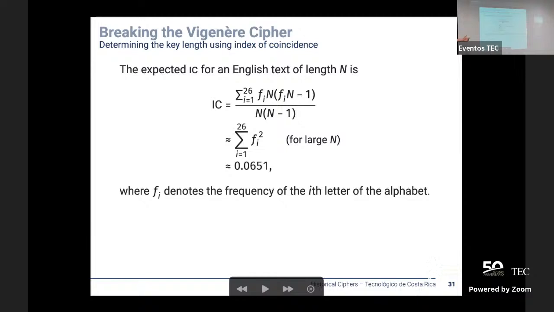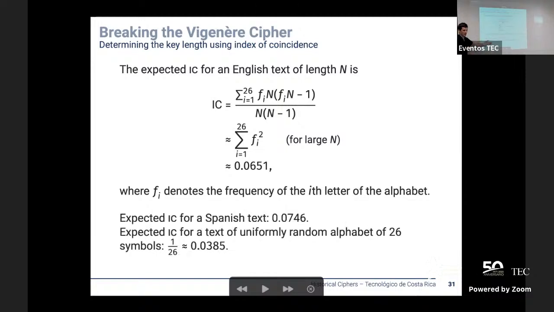So for English, it will give you this number, but you can also again compute it from Spanish, and you will get this number. Maybe more interesting is to look at what if we didn't have a natural language like English or Spanish, where some letters appear more often than others. If we have a language where every letter appears as often as any other, so again a uniformly random language of, let's say, 26 symbols, letters, tokens, whatever, and we compute the index of coincidence, then it will be a super low number.